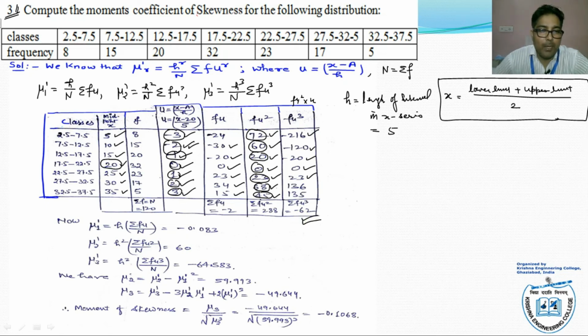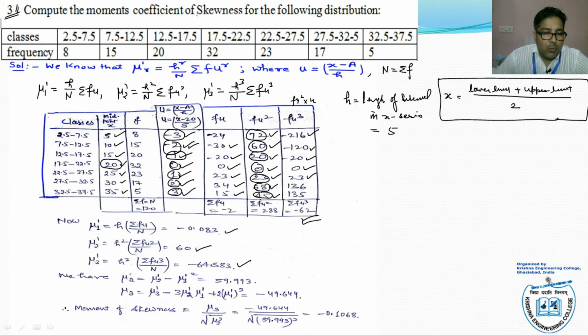Clear? Now we put the value of mu 1 dash, h sigma fu upon n. This becomes minus 0.083. The mu 2 dash is h square by n sigma fu square. Put the value of sigma fu square divided by n, so this becomes 60. And the value of mu 3 dash is equal to h cube sigma fu cube upon n. Put this value, we get the value of mu 3 dash is equal to minus 64.583.